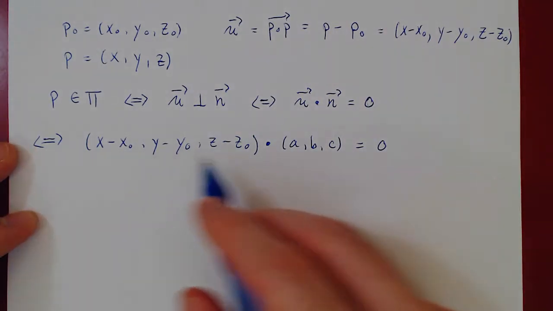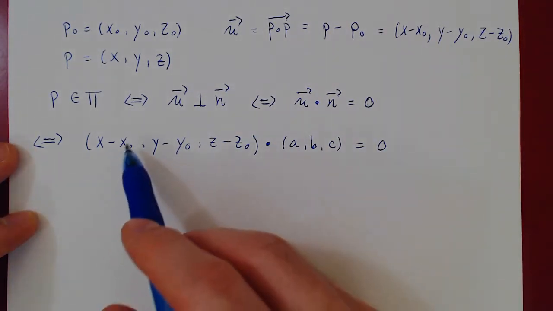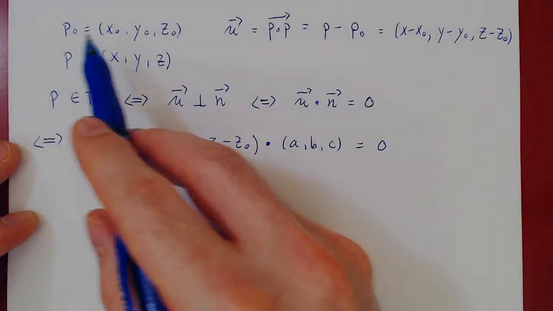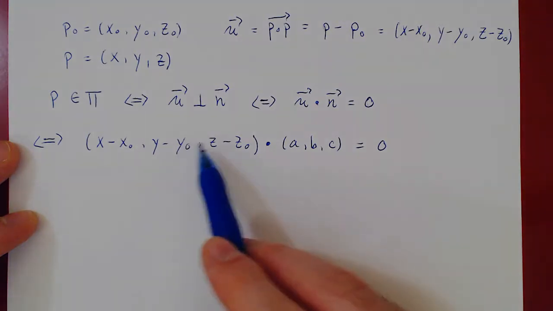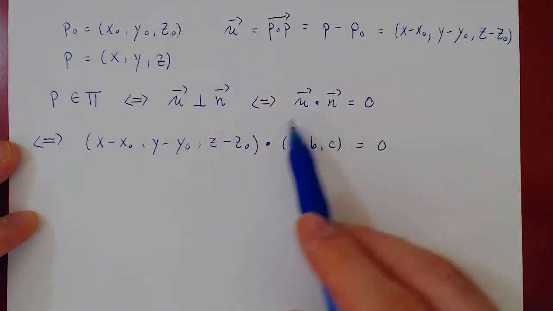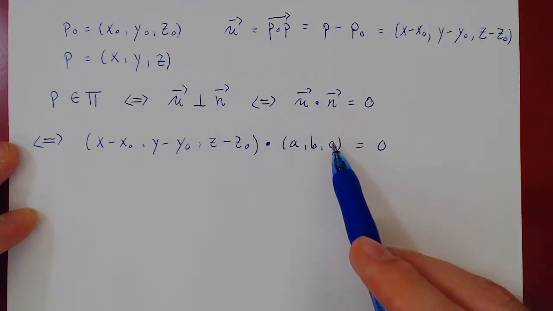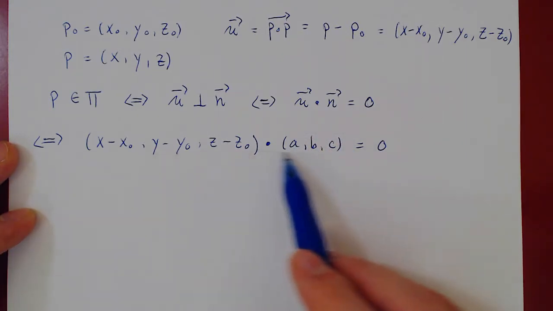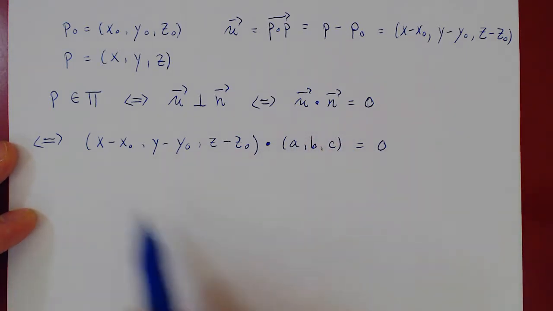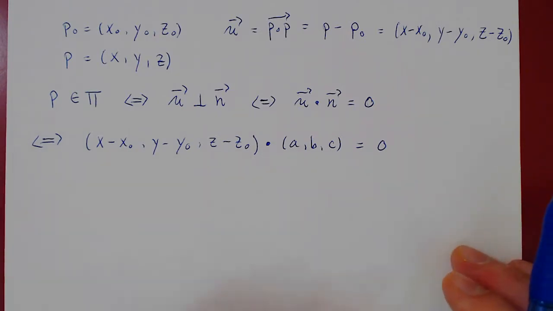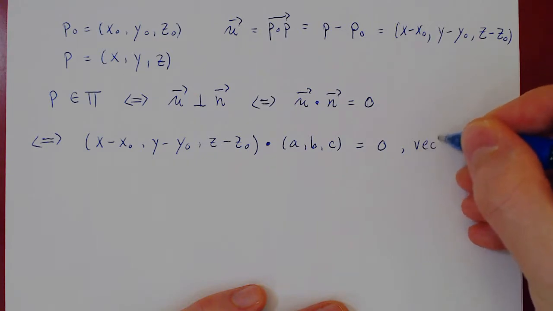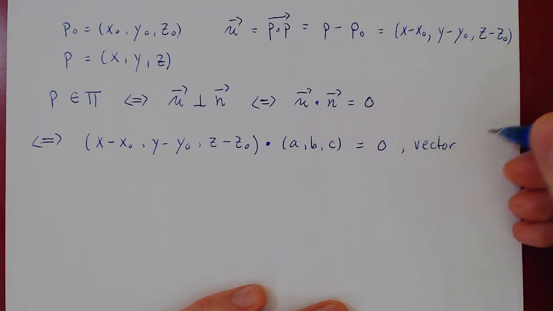Now this form, and right now we have an equation, right? x naught, y naught, z naught are the coordinates of point P naught on the plane, so these are real numbers. A, B, C are the coordinates of the normal vector to the plane. These are also real numbers. And now we have an equation for the plane. And this form is called the vector form of the plane. This is the first form of the equation, the vector form.